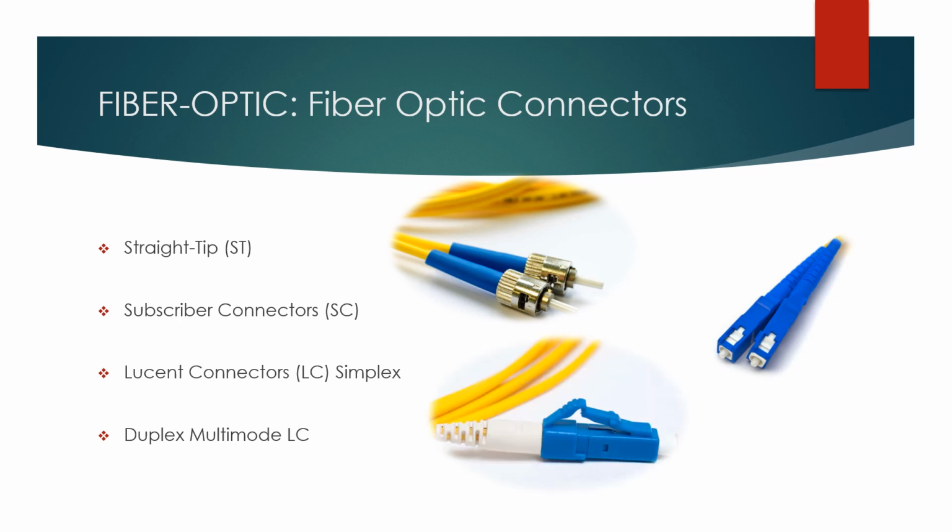The third one is the Lucent connector, a simplex connector, which is a small version of the subscriber connector. They are sometimes called little or local connectors and are quickly growing in popularity due to their smaller size. The last one is the duplex multimode connector, and they are similar to the Lucent connectors but use a duplex connector.